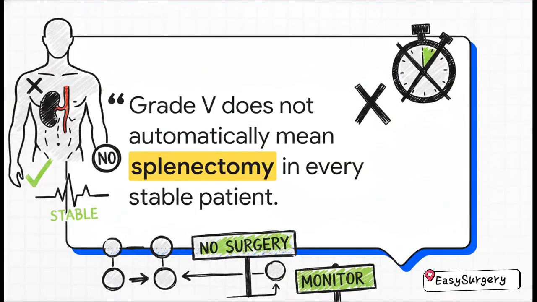Now, what's really interesting about this slide is it debunks the biggest myth in trauma surgery revision. Trap number 1, a grade 5 injury does not automatically equal an immediate splenectomy. In an experienced trauma center, a completely hemodynamically stable patient with a high-grade injury might actually be managed non-operatively. Never, ever let a high-grade injury force you into surgery if the question stem screams that the patient is perfectly stable.